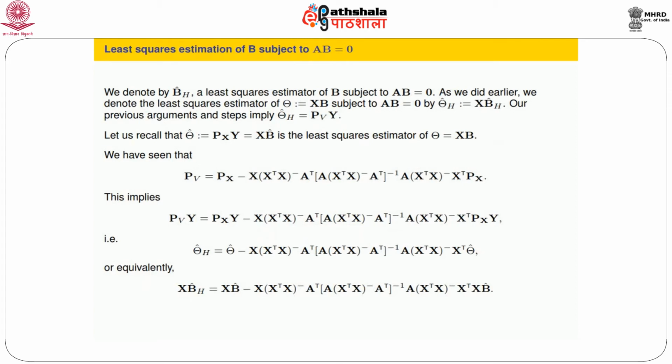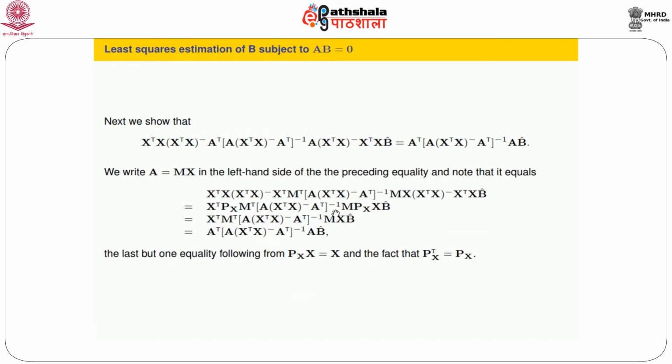Finally again going back to A is equal to MX, we get this A transpose A X transpose X bar A transpose inverse A B transpose. The last but one equality is coming from the fact that, not this one but this one, from this to this is a consequence of Px X is equal to X and Px transpose is equal to Px. Alright. So let's see how far we have proceeded.